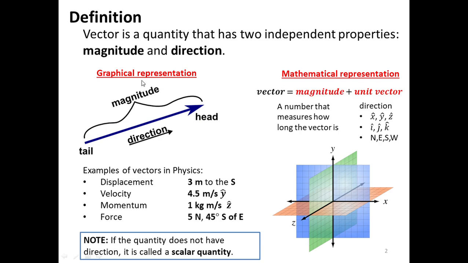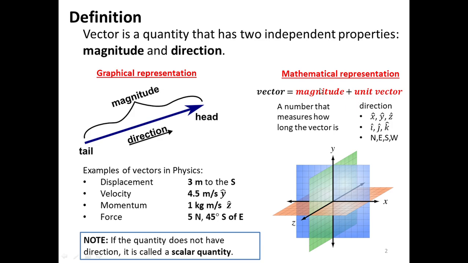Now, in the mathematical representation, we also have to write the vector in terms of its components. Again, in the graphical representation, we represent the magnitude as how long this arrow is, and we represent the direction with this arrowhead. While in the mathematical representation, we just write the vector in terms of magnitude plus we indicate the unit vector, which is giving us the direction.